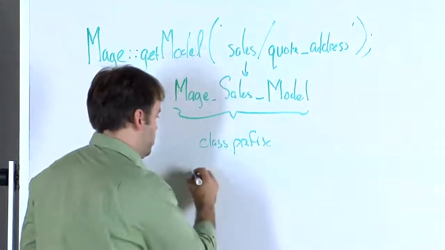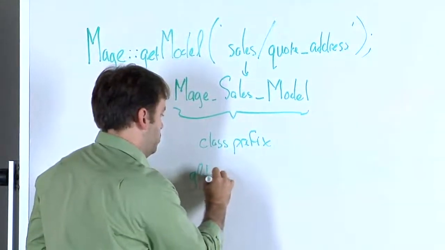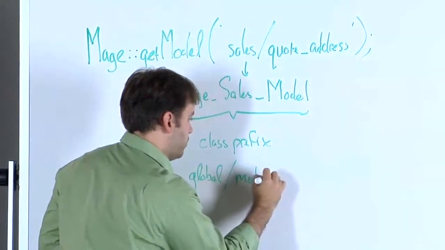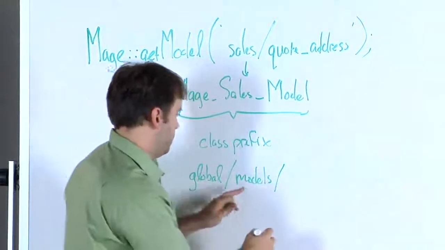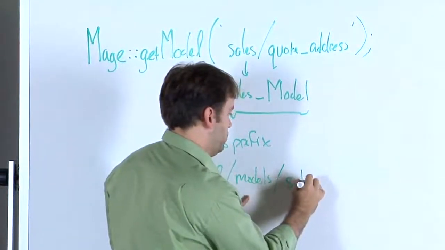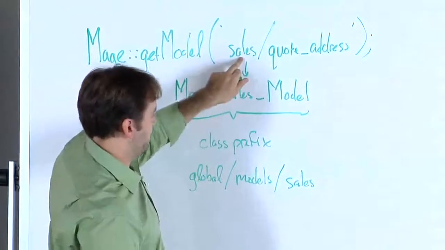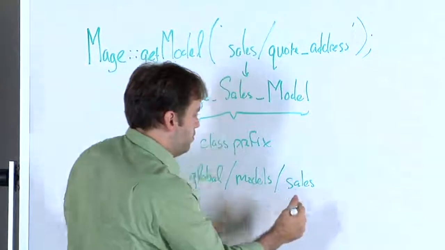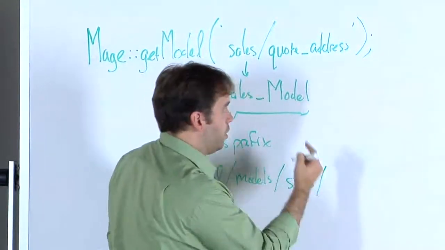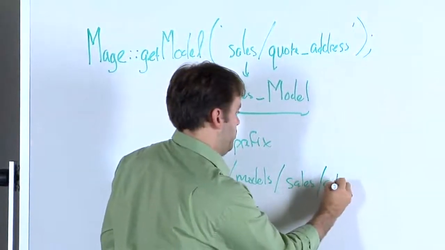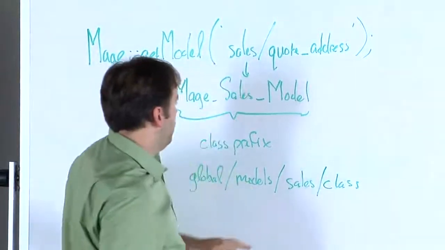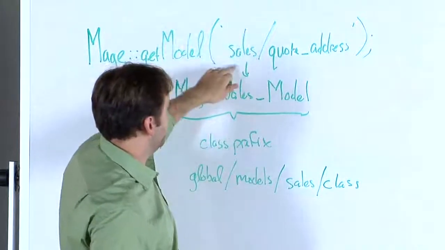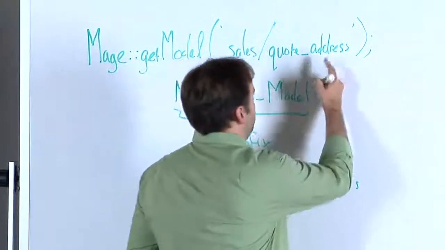This node in the configuration is global models sales. So we just use Mage Core Model Config to look here, and then look for the class node. And in the class node is where we get Mage Sales Model. So normally, what this does, sales, Mage Sales Model, and then quote address.